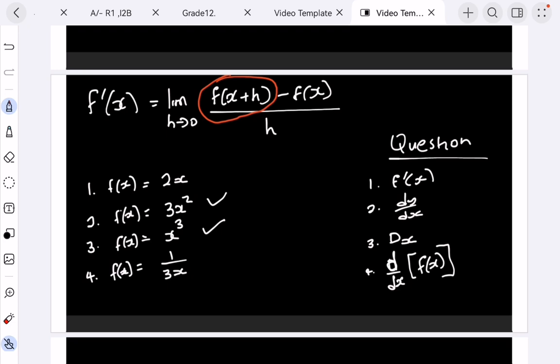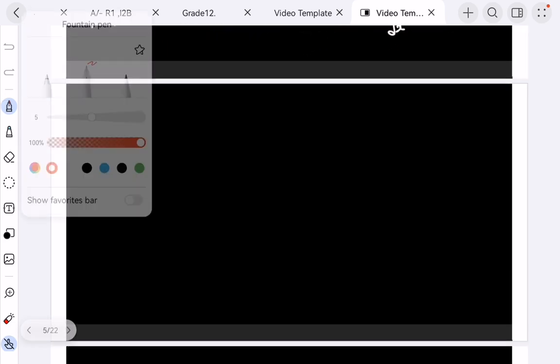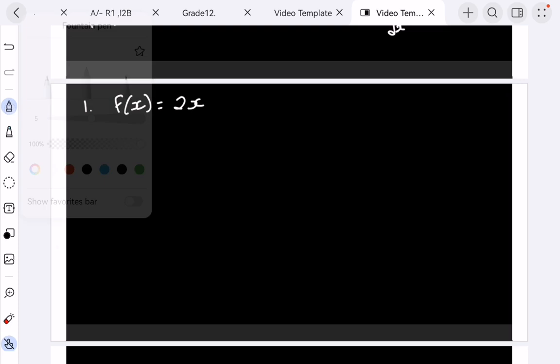Let's start with the first one, 2x. So let's say you are given, they can say y equals 2x, or they can say f of x equals 2x, and they say derive that by using first principle. So guys, the good thing is we already know the answer because we know the laws of differentiation, which in your books they call rules for differentiation, right? How do we differentiate this if we don't use first principle?